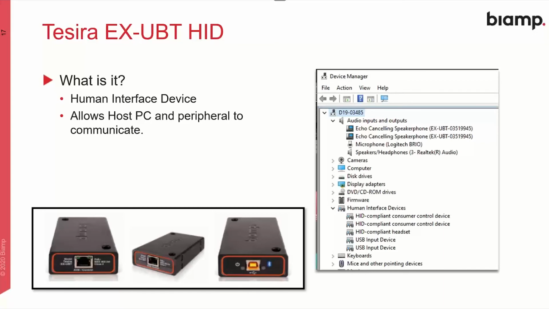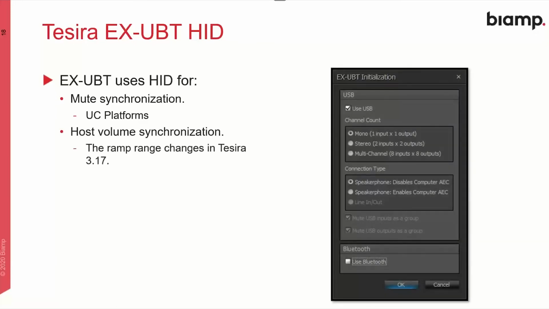So it's using that human interface device as a communication channel back and forth between the audio peripheral and the host PC. We use that for mute synchronization on UC platforms. That's, again, a big part of the whole Microsoft Teams certification that we obtained. EX-UBT is required for that because of the synchronization of mute between the host machine and the Tesira system. We also use that for volume synchronization between the hosts. It existed in 3.15, 3.16, but with 3.17, an adjustment has been made.